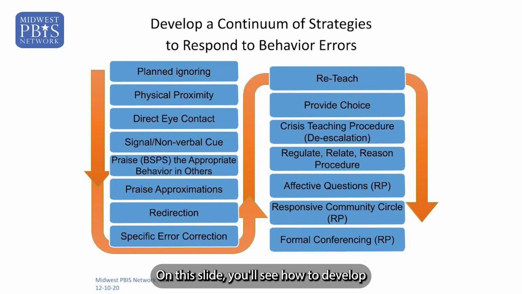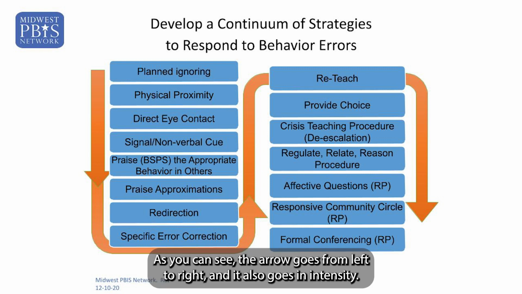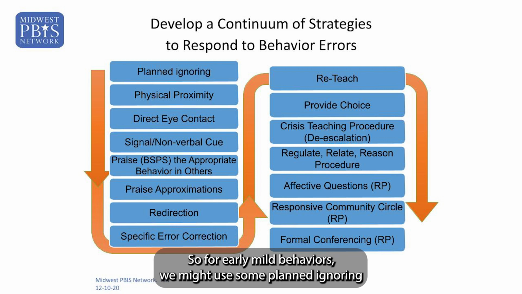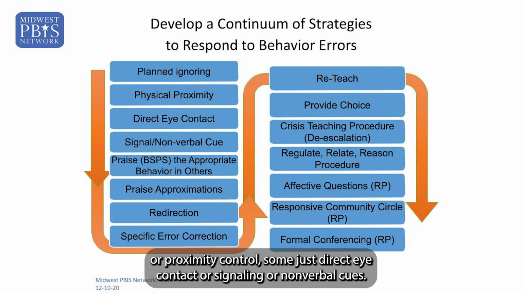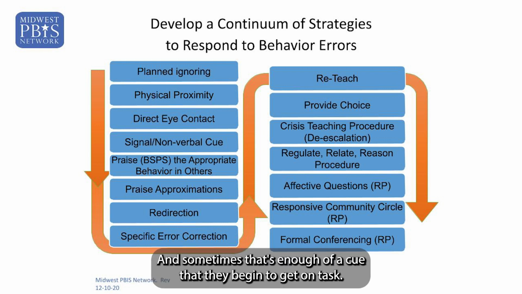On this slide, you'll see how to develop a continuum of strategies that we can use to respond to behavioral errors. You can see the arrow goes from left to right, and it also goes in intensity. So for early mild behaviors, we might use some planned ignoring or proximity control, some direct eye contact or signaling or nonverbal cues. These are things to just let students know that you're paying attention to them, and sometimes that's enough of a cue that they begin to get on task.